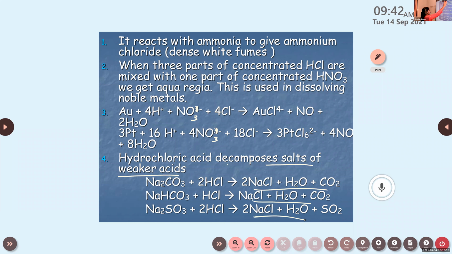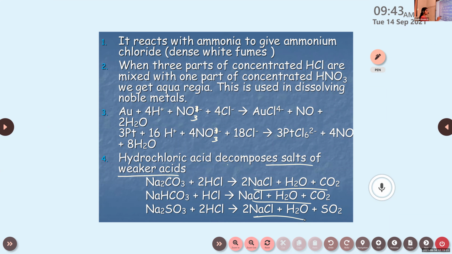So hydrochloric acid will decompose salts of weaker acids. You can see Na2CO3, NaHCO3, Na2SO3. These are all salts of weaker acids. They will combine with hydrochloric acid to form salt, water and carbon dioxide. Clear, children?